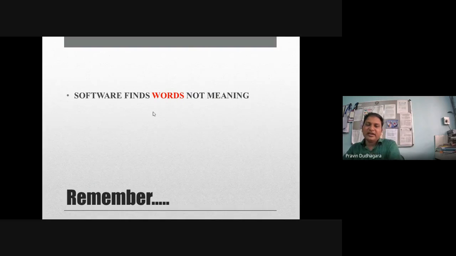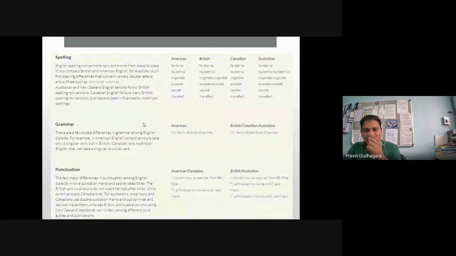So that creates a problem, because plagiarism is expressed in terms of percentage, as we discussed: 10, 14, 40%, 60%, greater than 60%. All of that is nothing but similarity. Clear? So the software finds only the words, not the meaning. Clear? So sometimes the main problem occurs.